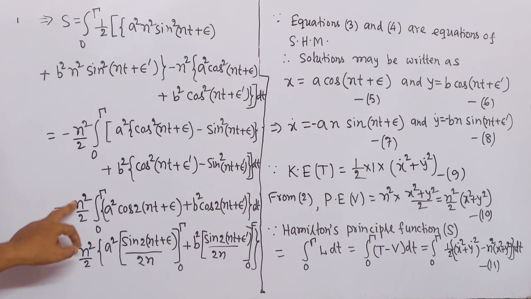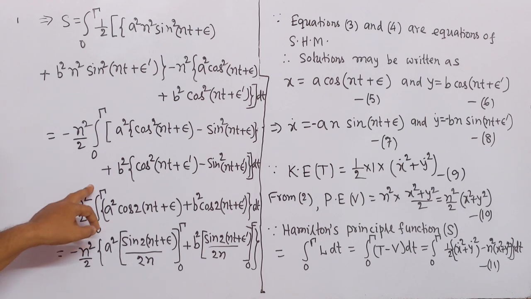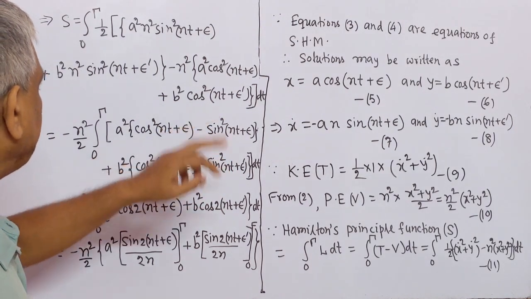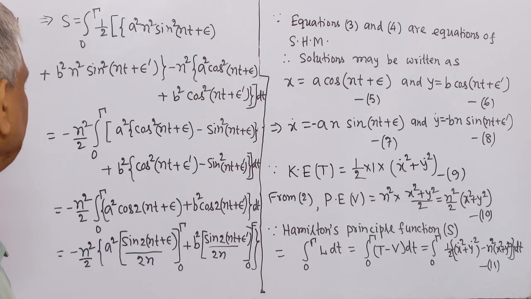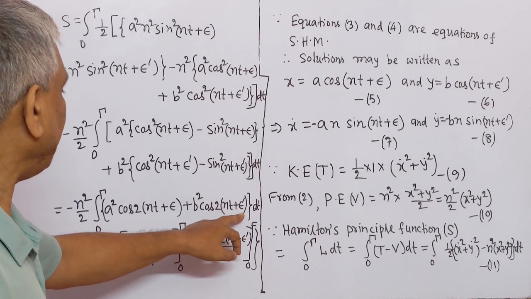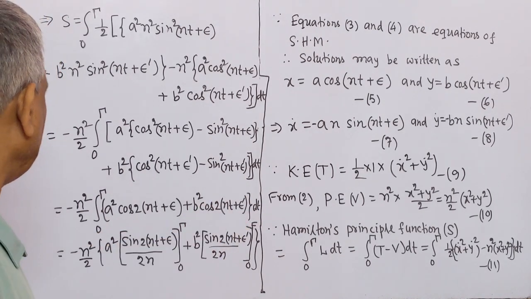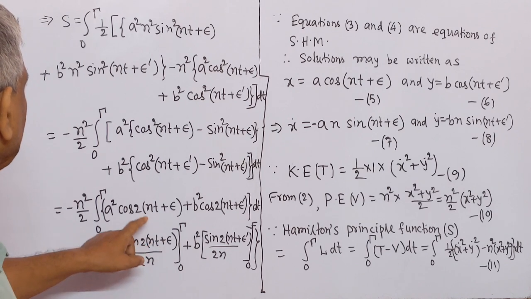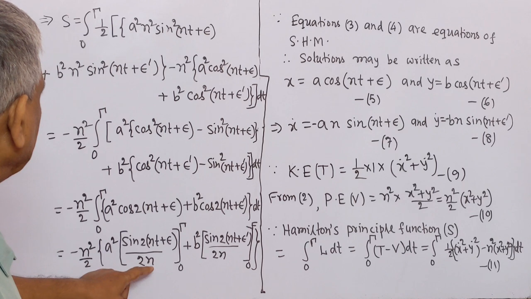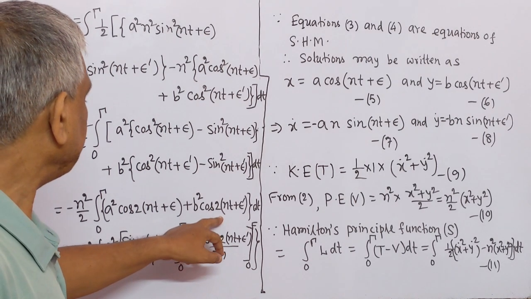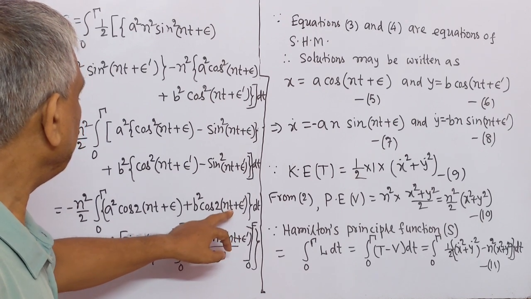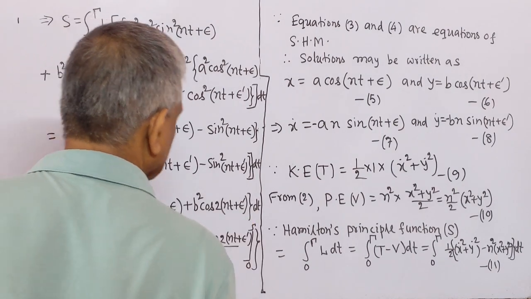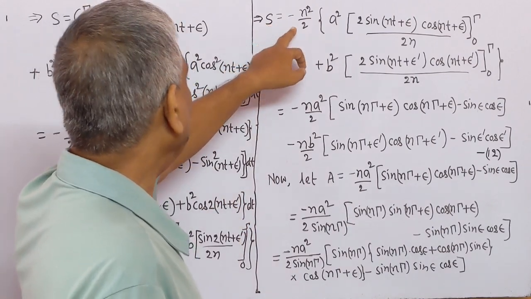Here this equals minus n square by 2, integration limit 0 to tau. Here cos square theta minus sine square theta is cos 2 theta, that means cos 2(nt plus epsilon). Similarly here cos 2(nt plus epsilon prime), and integration. Now we integrate this. Here remains a square, the integration of cos is sine, and the coefficient 2n is the denominator. Here same, the integration of cos is sine and the coefficient 2n is the denominator. Here limit 0 to tau, here limit 0 to tau, which implies that S equals minus n square by 2.